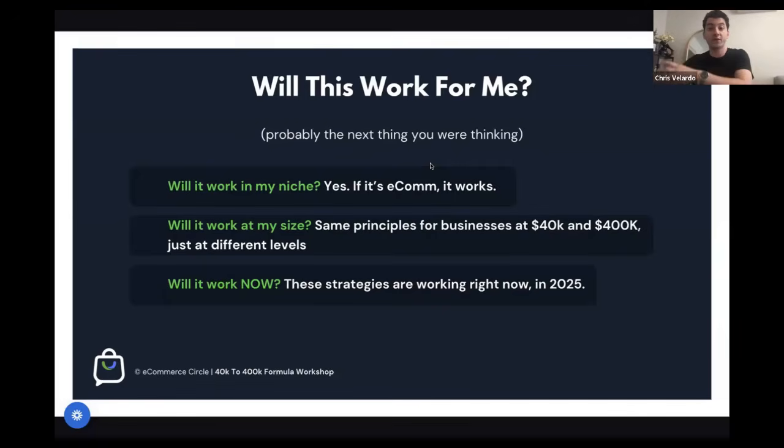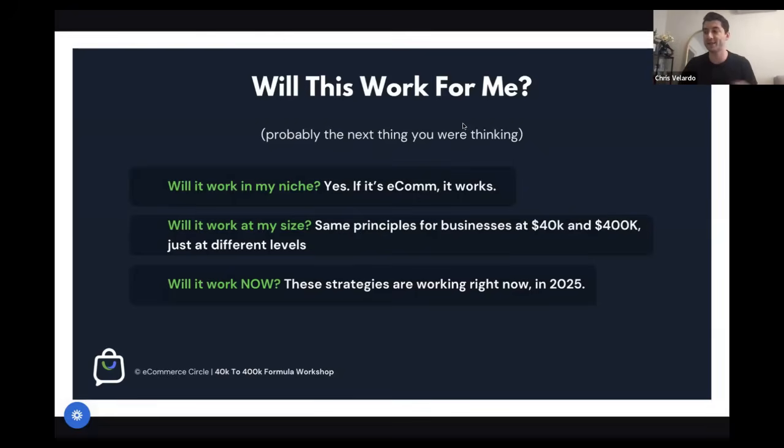It's just that the things that we do for the clients who are scaling, we just teach those fundamentals to the people who are starting and learning and getting their business going earlier. So yes, guys, it will be relevant no matter what size you're at today. And lastly, is it going to work now? Are the strategies we're going to go through relevant?